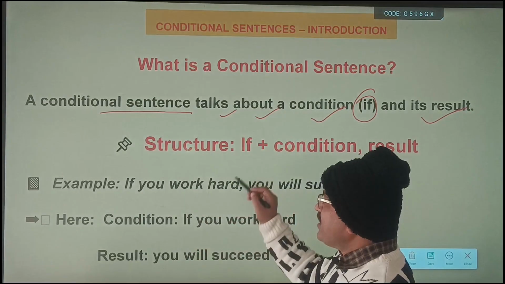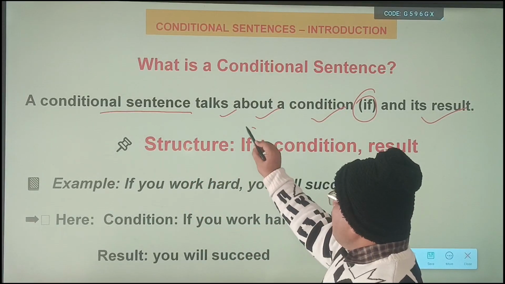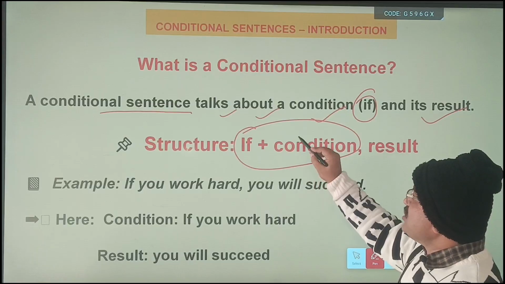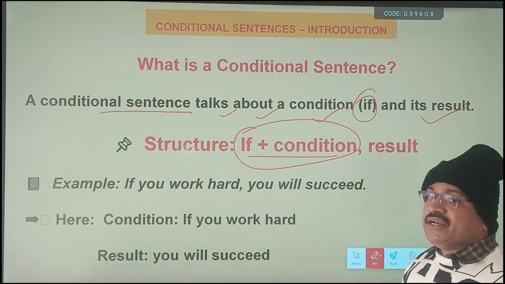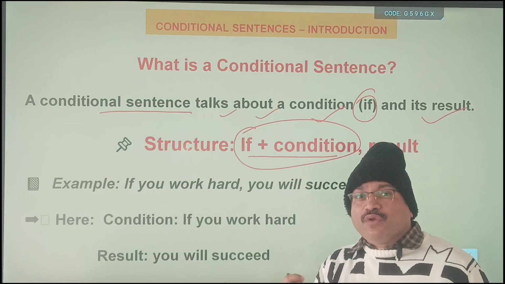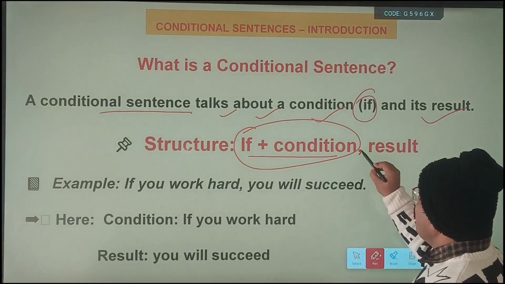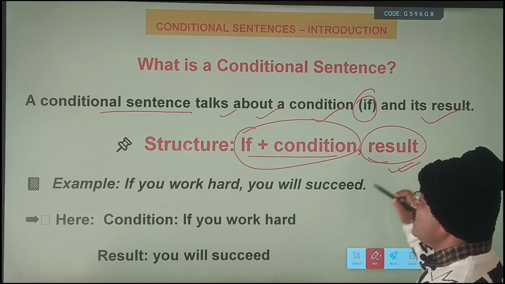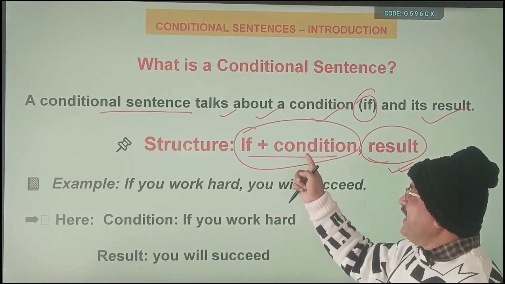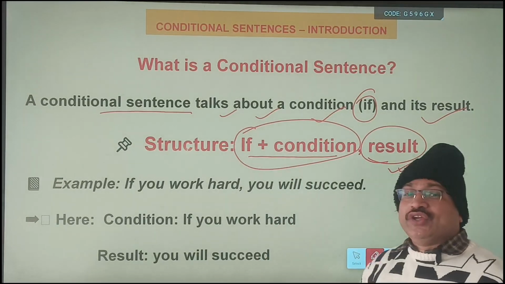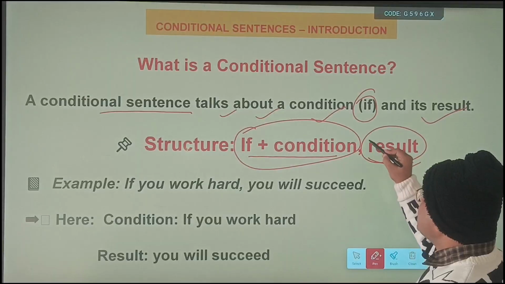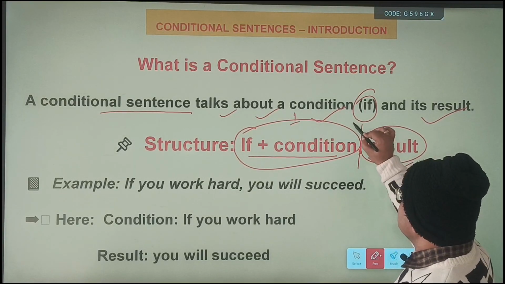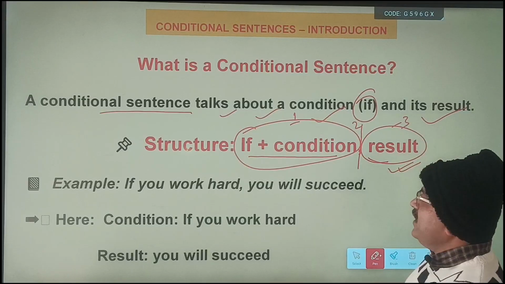Let us understand the structure. If and condition both together. So this is the conditional part of the sentence, if plus condition. This is called the if clause. And after this comma, there is the main clause, the result. So first is the if clause and second is the main clause. Both are separated by what? Comma. So this is part 1, part 2, and this is part 3.